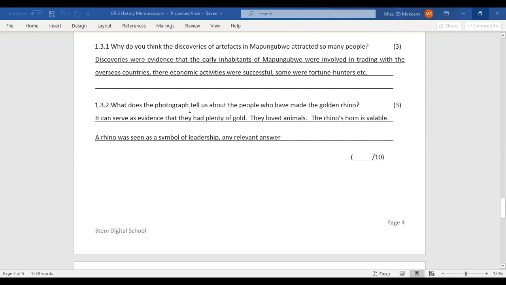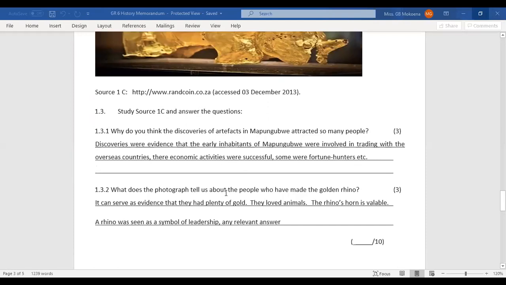Okay, what does the photograph tell us about the people who made the golden rhino? Lloyd? Ma'am, it tells us that they were rich, powerful, and talented. Rich, powerful, talented. Nice. Pure? Ma'am, it tells us that people were very good at art and using gold. Yes, they were good at art and using gold. Nice.